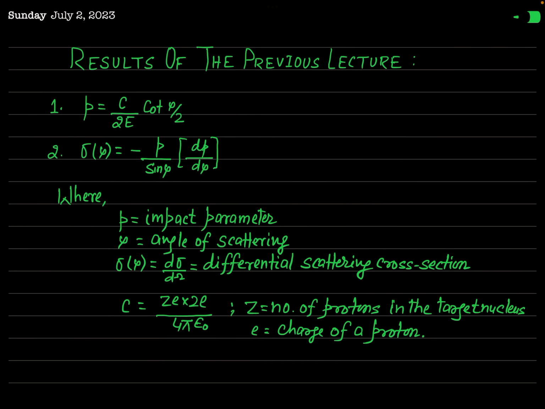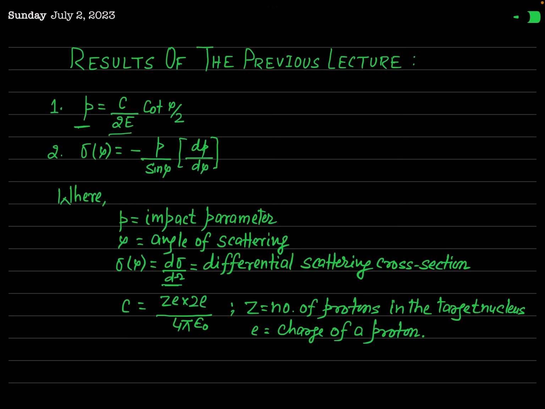I have mentioned here the two important results which will be needed for finding the scattering cross section. You have seen in the second lecture on this scattering theory that this p, which is the impact parameter, is equal to C over E cot phi by 2. Okay, and sigma phi, which is also denoted by d sigma by d omega, is called the differential scattering cross section.